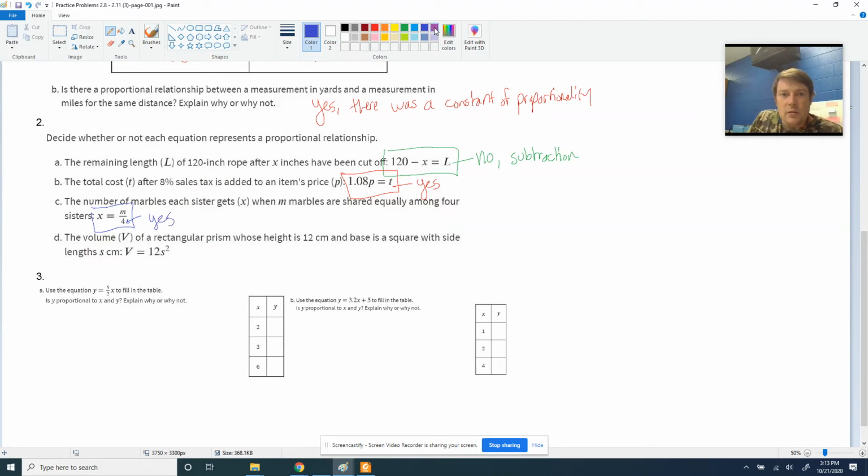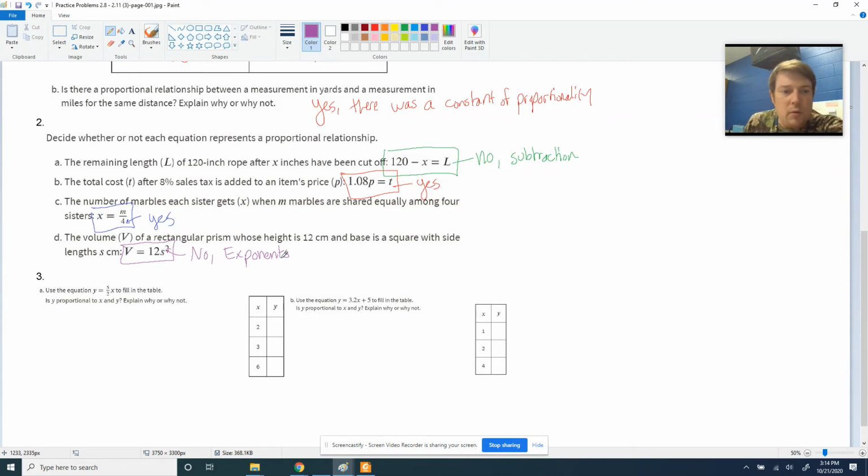And then the very last one that we're going to check, D, the equation for that one has a nice little bitty 2 up here in the exponent. That's a no-no for proportional relationships. No exponents are allowed in our proportional relationship equations.